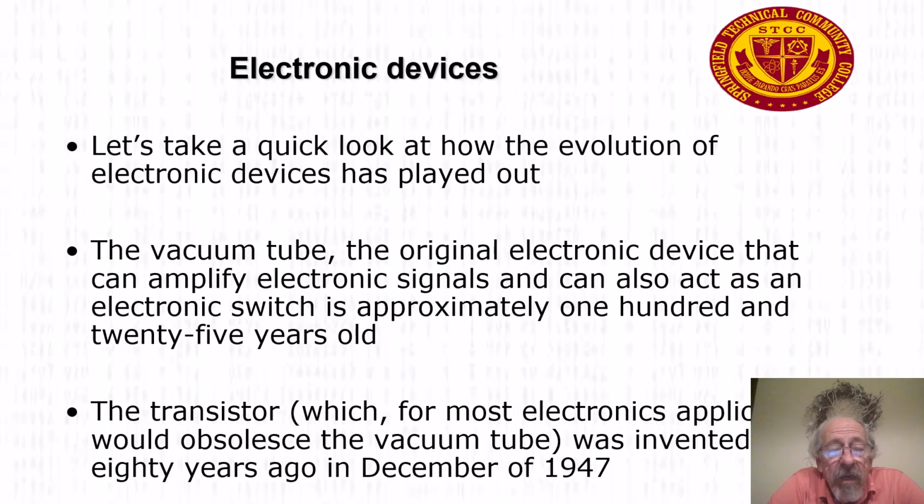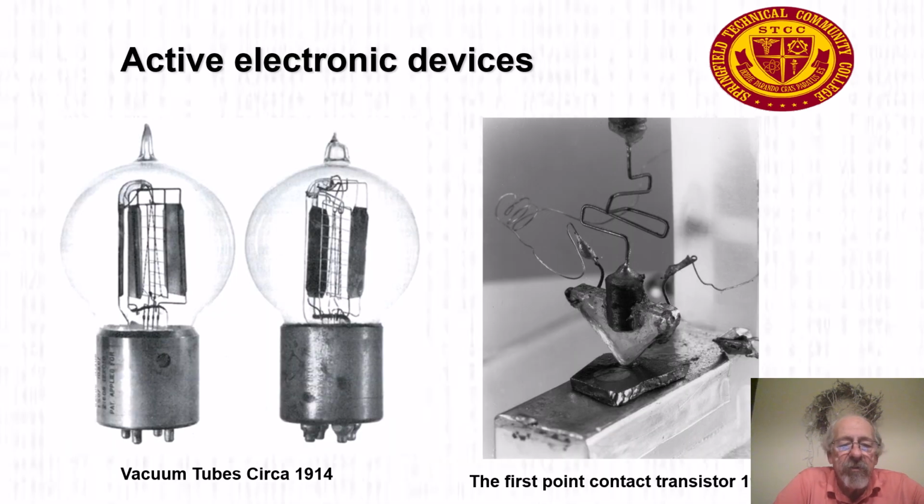Really about 1906 actually started the first vacuum tube, but it wasn't until the middle of the next decade that actually they had vacuum pumps that were good enough to make vacuum tubes that lasted. The transistor, which for most electronics applications would obsolesce the vacuum tube, was invented about 80 years ago in December of 1947.